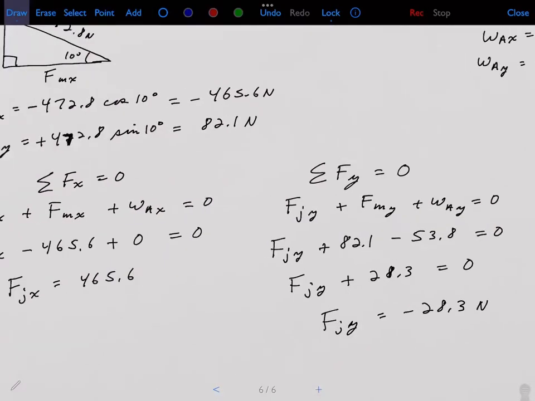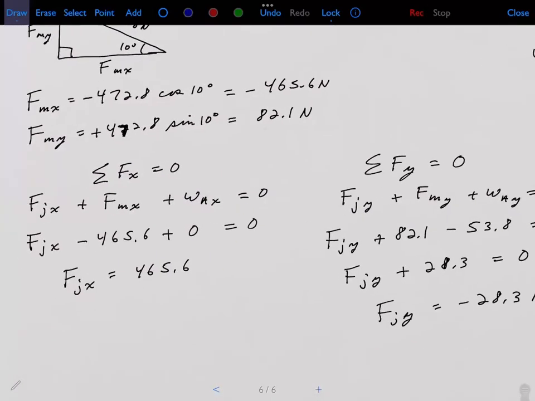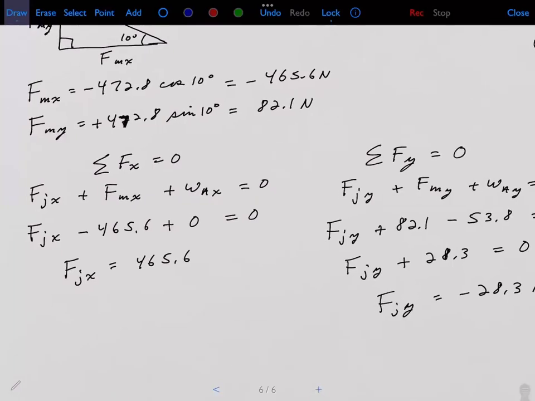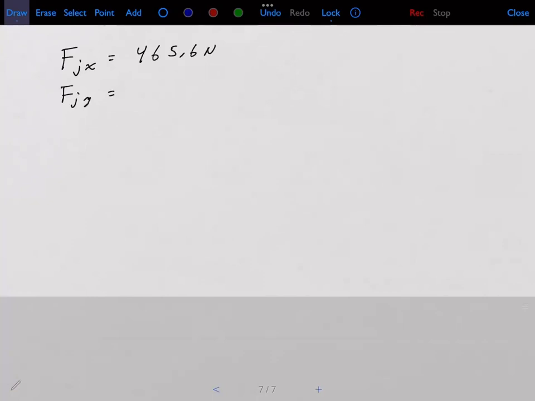So now we can actually find, because ultimately we want to find the magnitude of that joint force, right? So I'm going to go on one more page here. Remember that Fjx was 465.6. Fjy was negative 28.3.